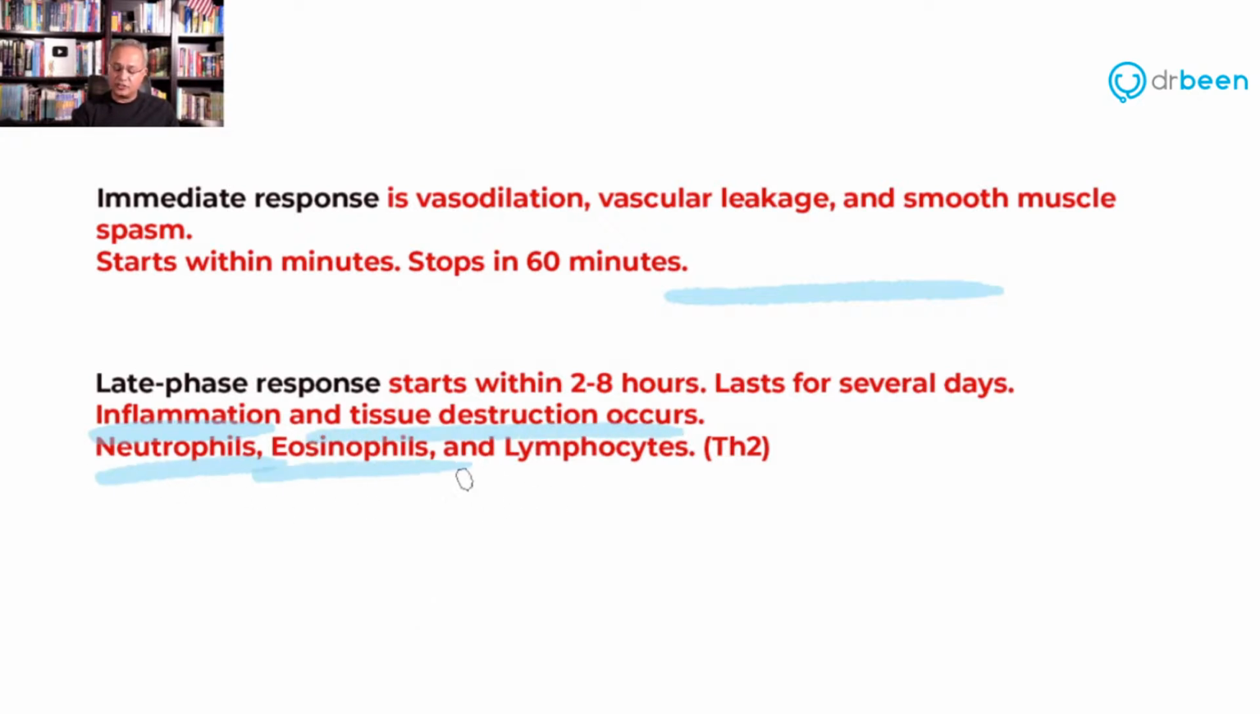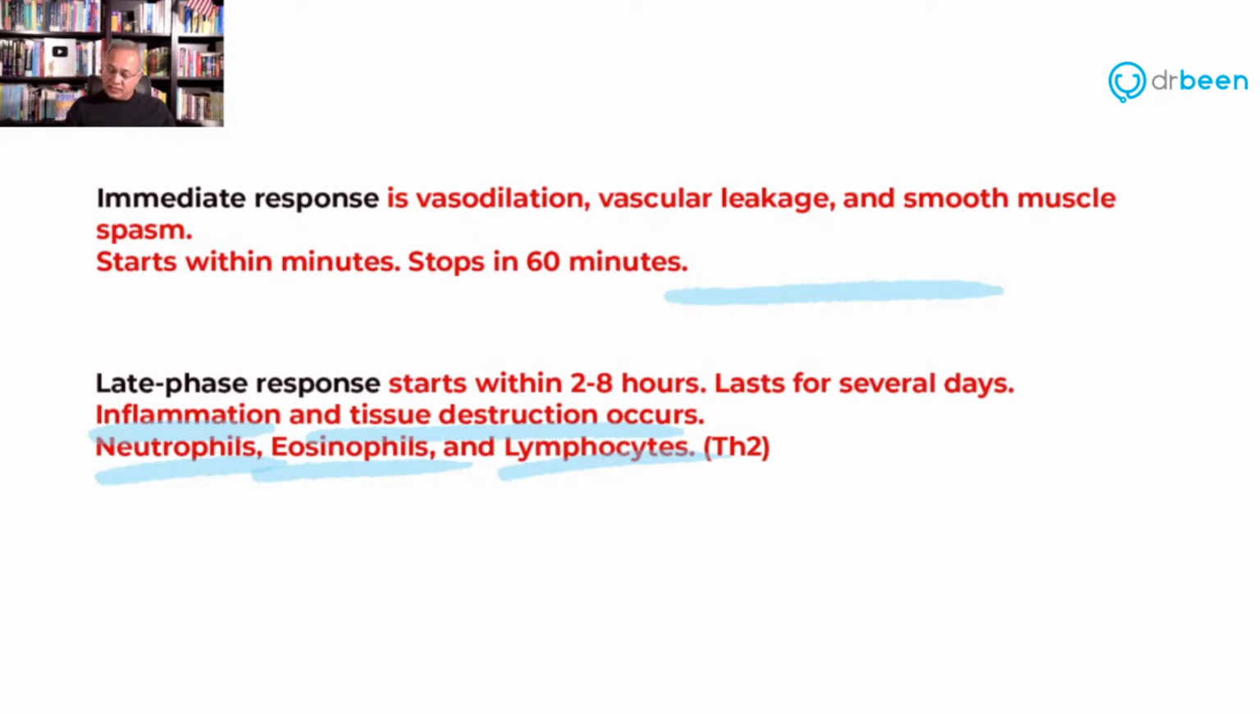Neutrophils are there, eosinophils are there, lymphocytes are there, T helper 2 cells. Neutrophils are innate arm. Eosinophils are innate arm. Lymphocytes, T helper 2 are adaptive arm. So both systems have become active and they're going to start attacking.